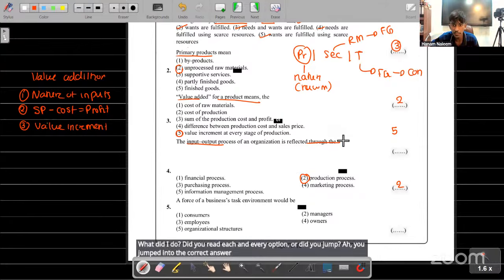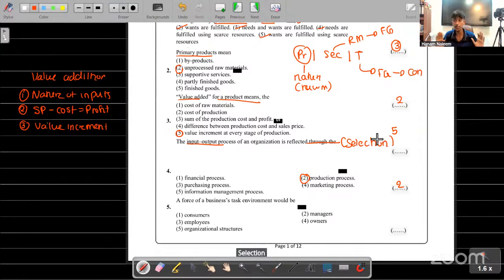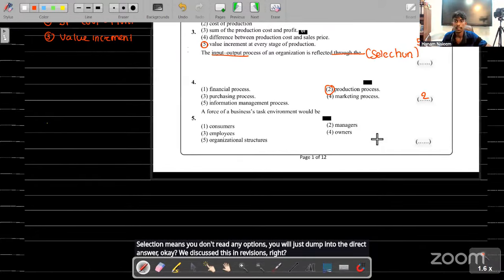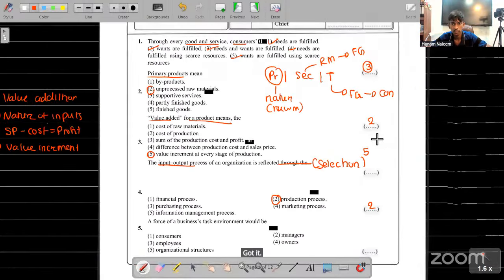So for these types of MCQs, we use a method we call the selection method. Selection means you don't read any options, you just jump into the direct answer. Okay, we discussed this in revisions, right? Okay. So that's all from this chapter.